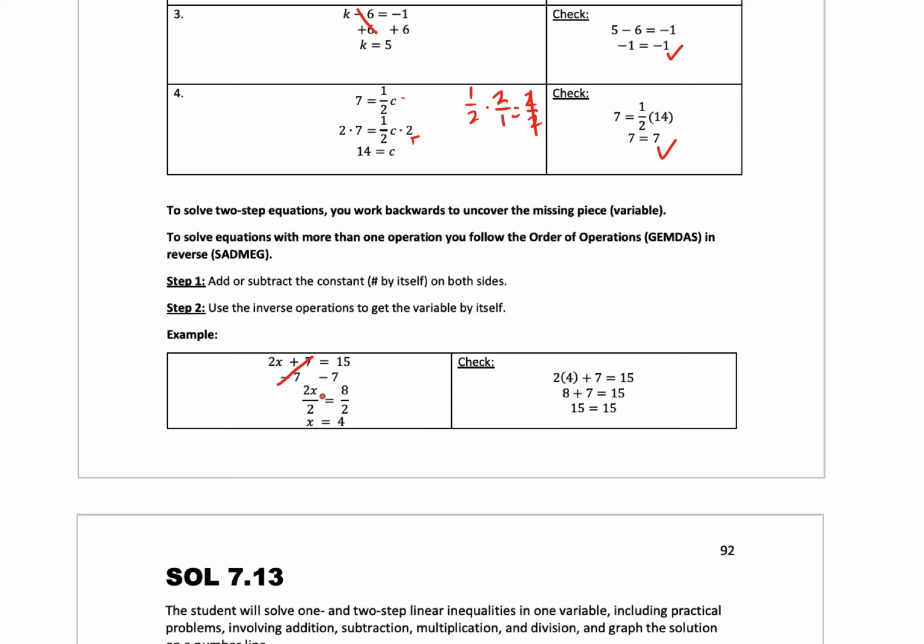We treat this like a one-step equation. Right now x is being multiplied by 2, so the opposite of that would be to divide by 2, and that gets us x equals 4.